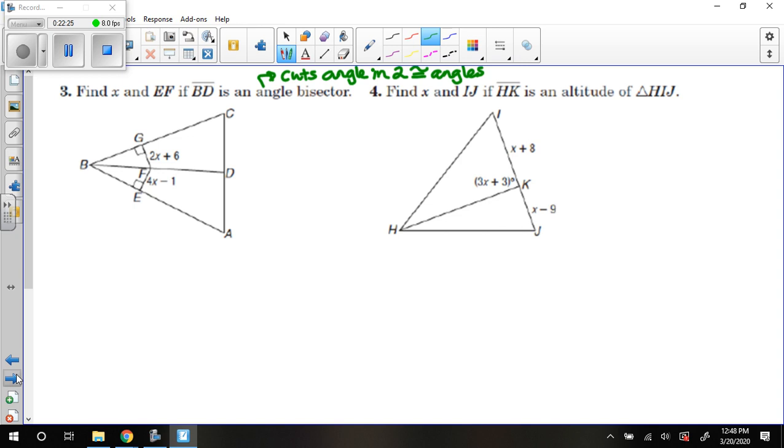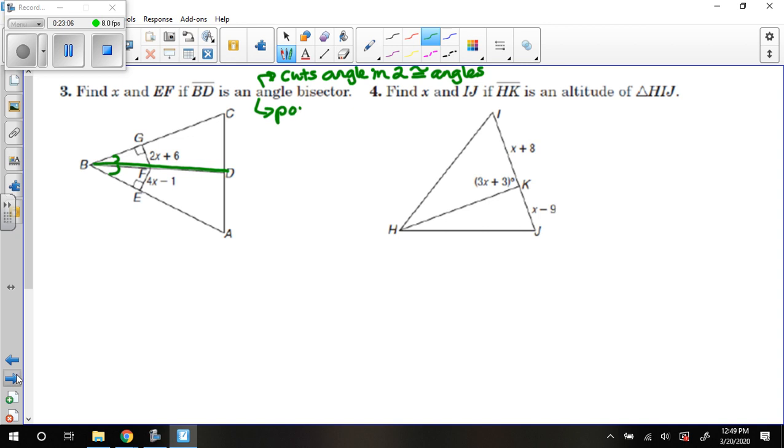Now, in this picture, we know that BD is the angle bisector. It's cutting this angle in half. So these two are equal, but that is not where my variable is. So I need to look at my other properties of an angle bisector. There was a property that we talked about that said points on the angle bisector are an equal distance to the sides of the angle.